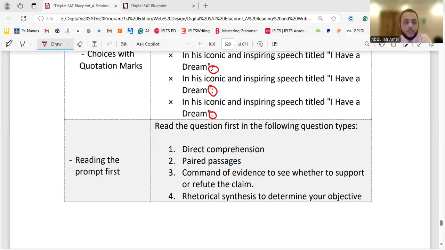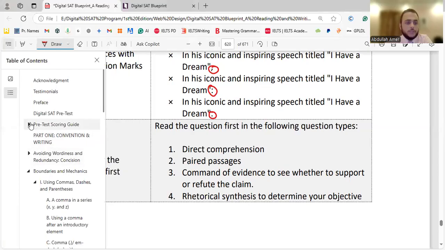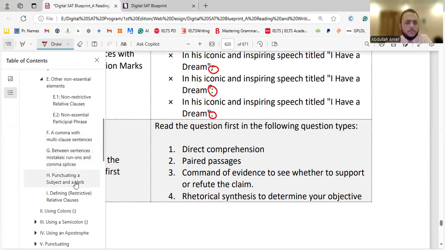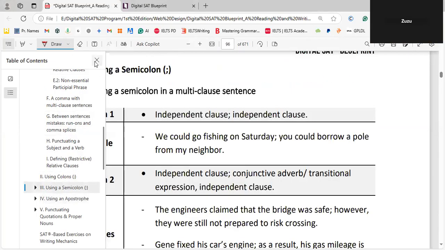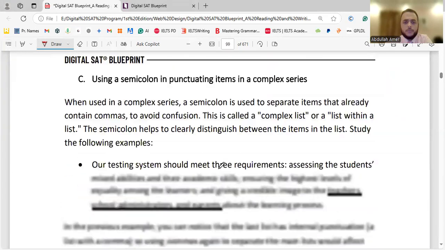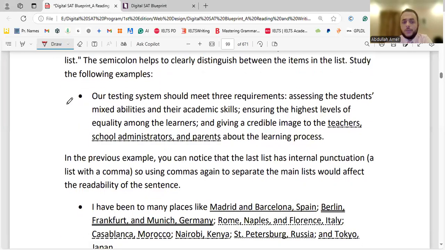I had a question here asking about a semicolon before "and," right? Now let's get back to a semicolon in a complex series. This is what you're asking for: using a semicolon in the punctuation of items in a complex series. Look here. I have "and," and I have a semicolon before it.